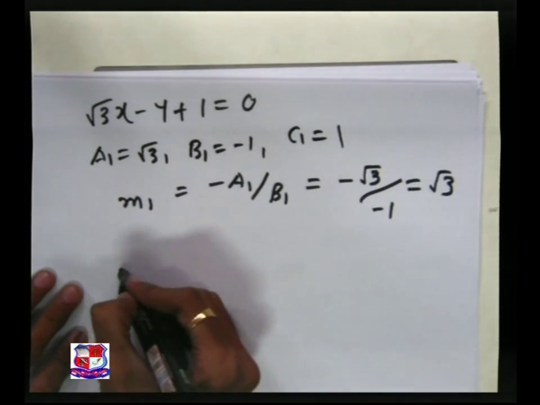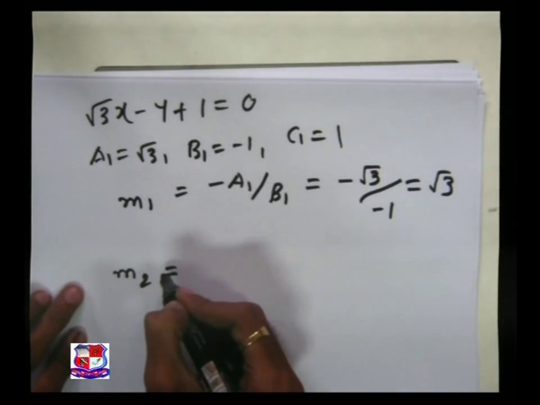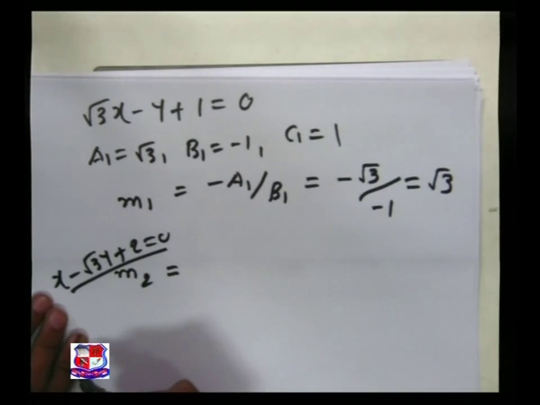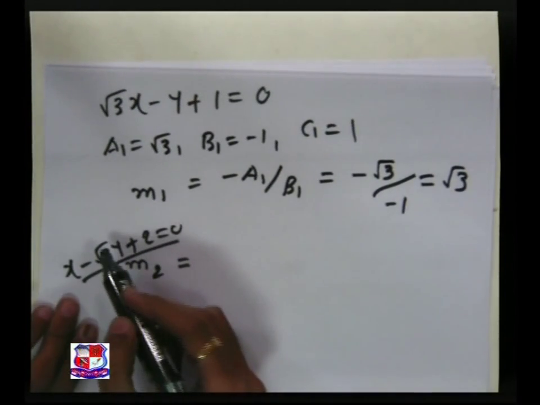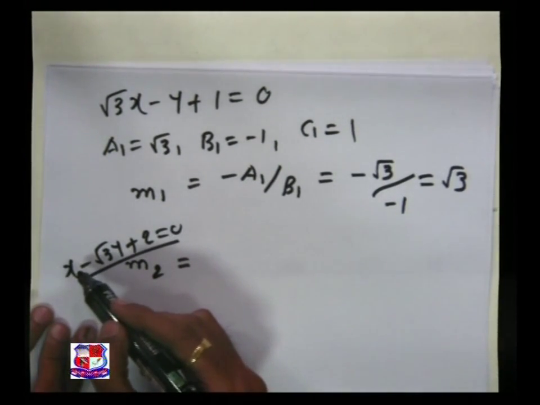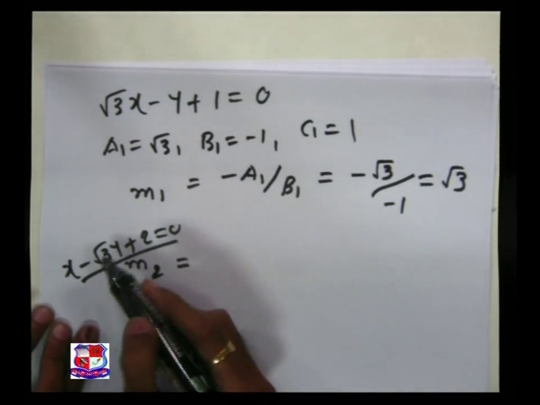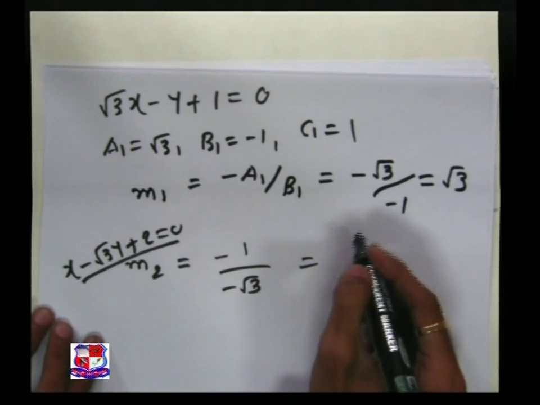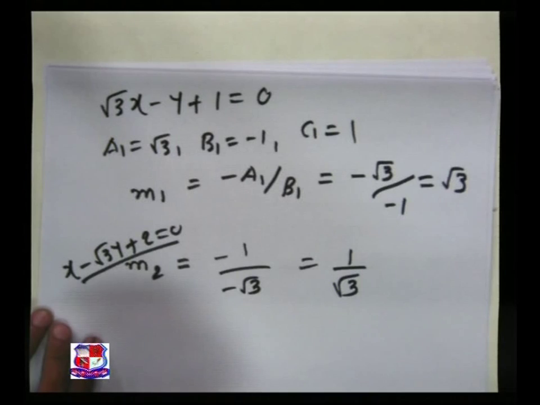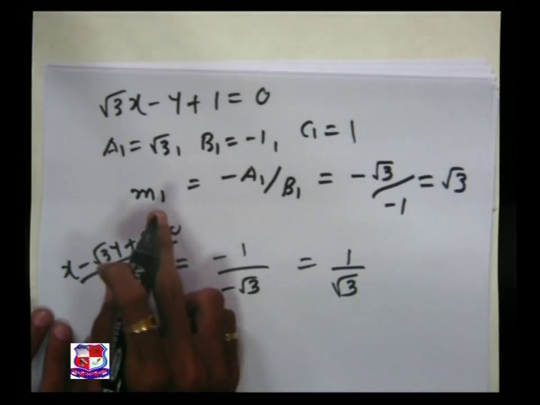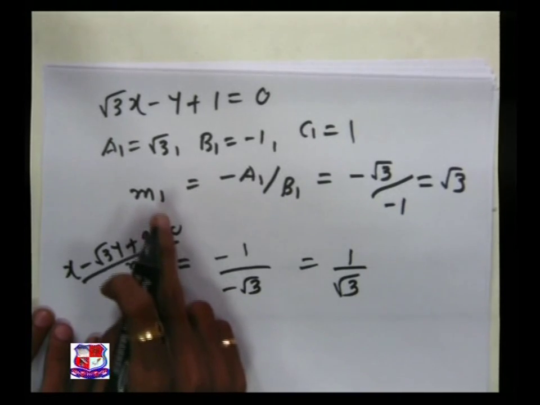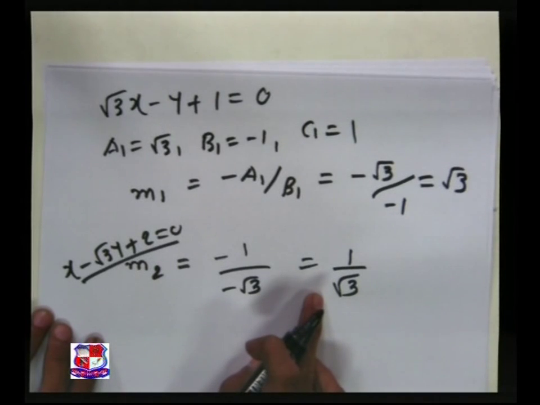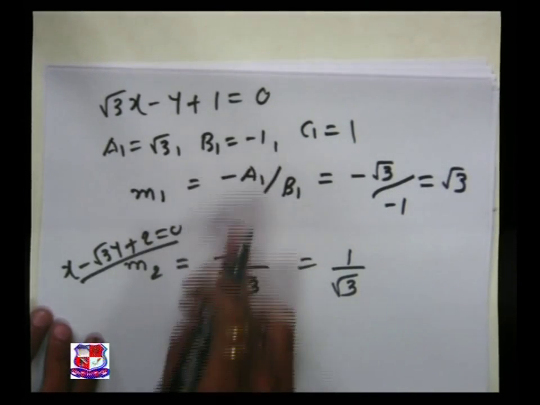In the same way, if we find the slope of the second line, x − √3y + 2 = 0, that is also −a/b. Here a = 1 and b = −√3. So −1/(−√3) = 1/√3. So the slopes of the two given lines are m1 = √3 and m2 = 1/√3. We need to find the angle between these two lines.